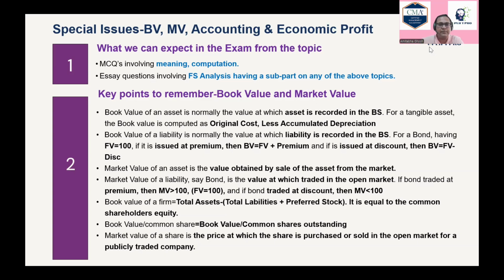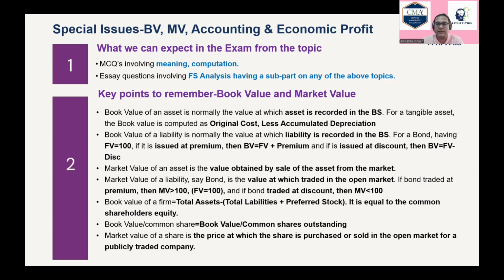Coming to the next thing, that is the book value of a firm. How do we compute it? It is the total assets minus the total liabilities, and also the preferred stock is deducted from our total assets. So it's usually equal to the common shareholders' equity. Similarly, the book value per common share is the book value divided by the common shares outstanding. Finally, what is the market value of a share? It is the price at which the share is purchased or sold in the open market for a publicly traded company. So that is the concept of book value and market value that we should keep in mind.